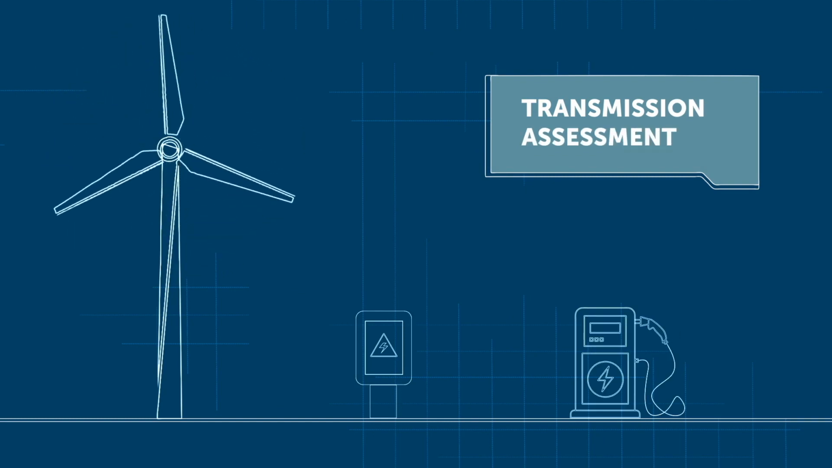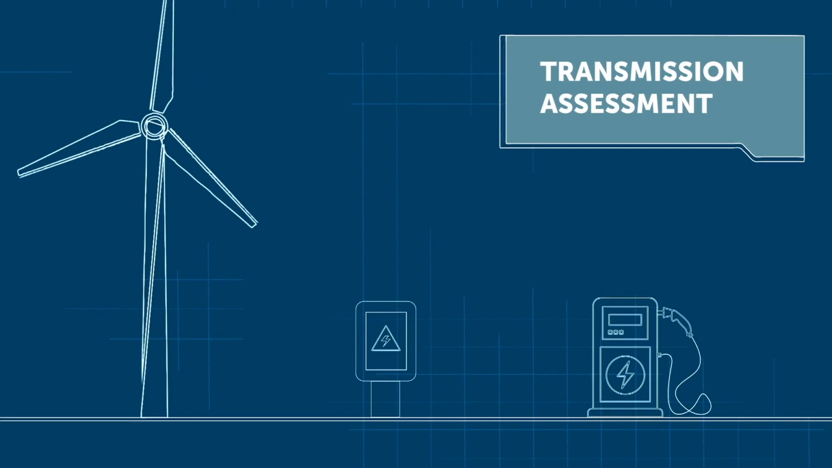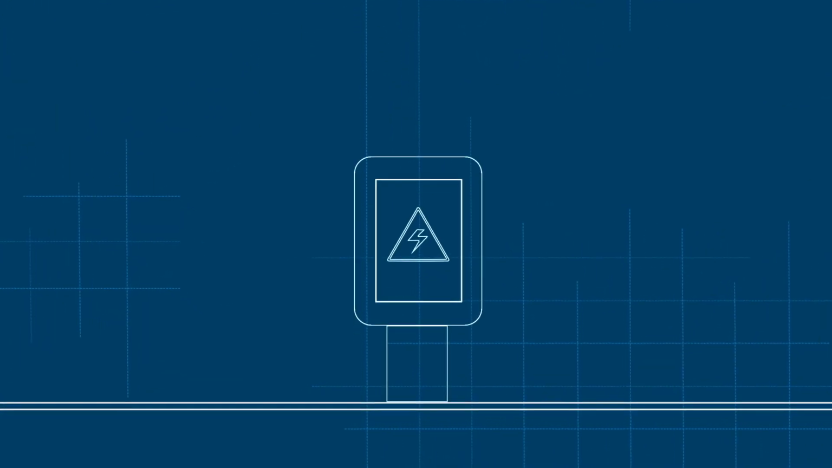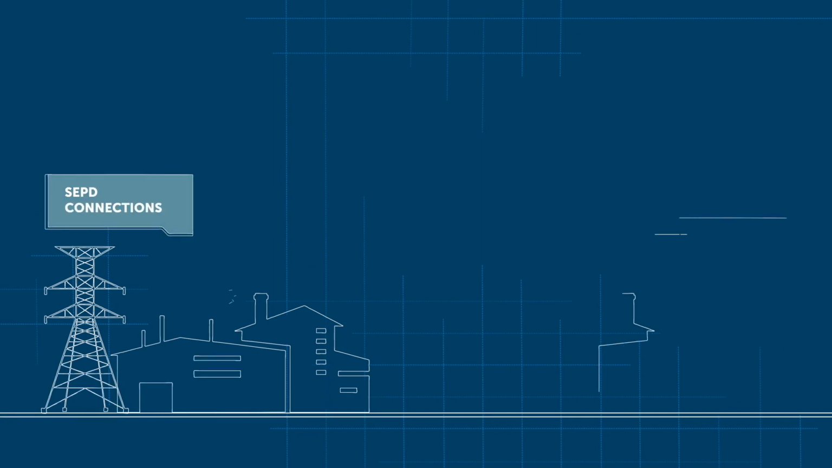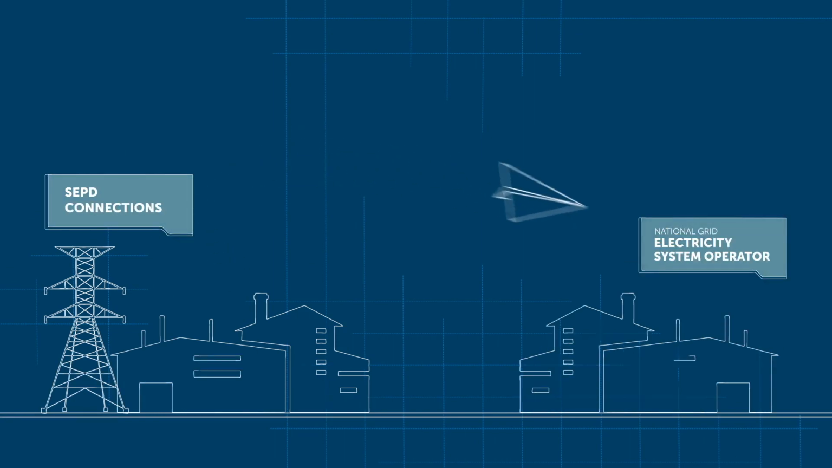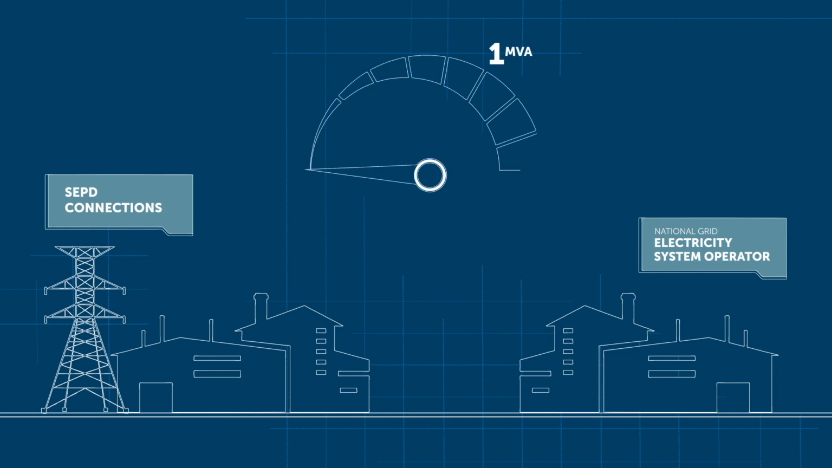This occurs when there is a constraint at the point our network intersects with the transmission system operator, TSO, National Grid ESO. Where this occurs, an application to the TSO is required in order to determine the impact of your connection. If your proposed connection has more than 1 MVA of export capacity, there may be a requirement for National Grid ESO to approve the project.